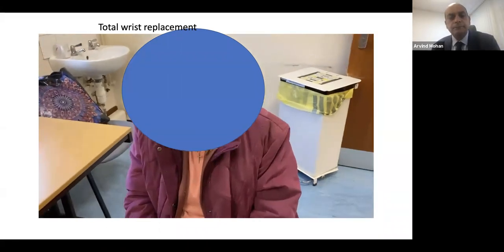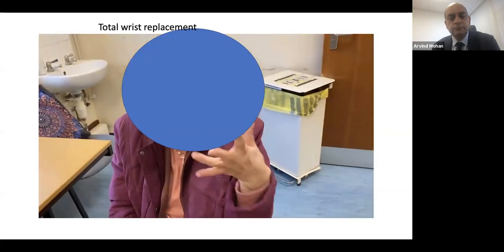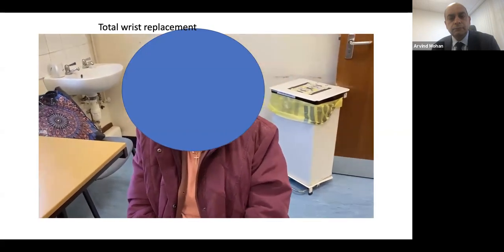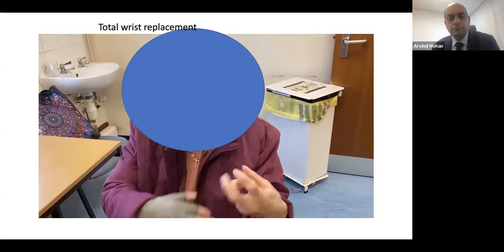What do you think about the wrist? Well, I'm pain-free, apart from the arthritis, I'm pain-free, so that's wonderful. I can knit, I can sew, I can peel vegetables, I can hold them after a fashion.